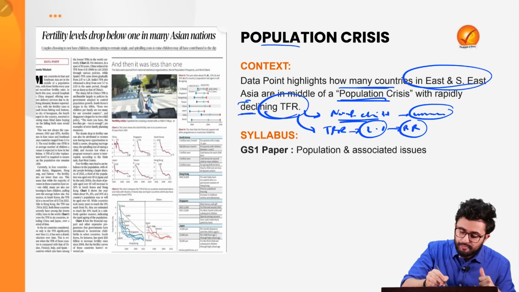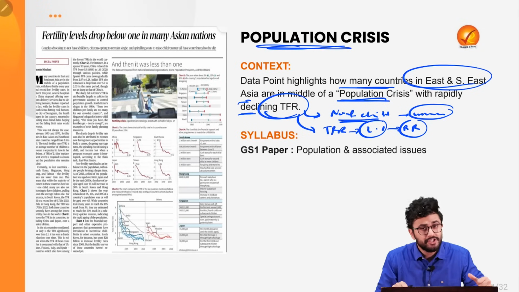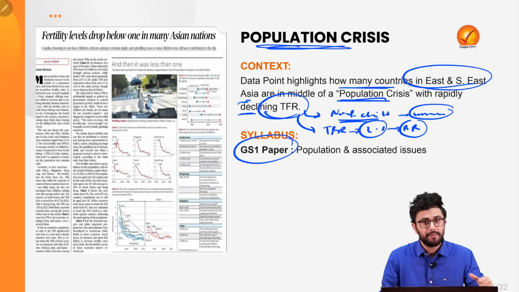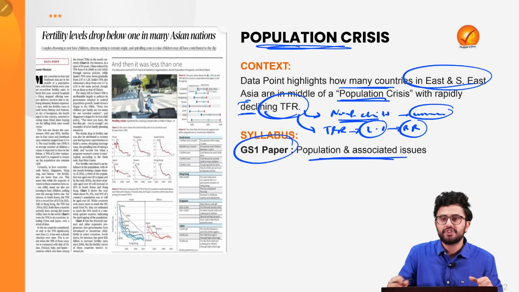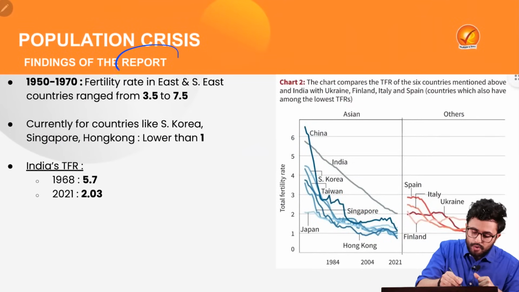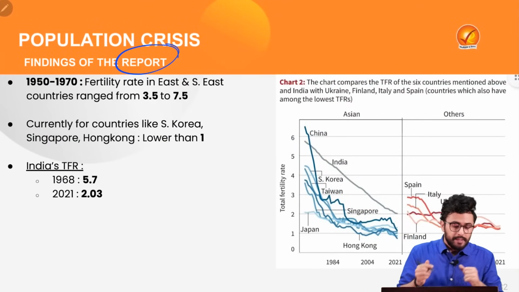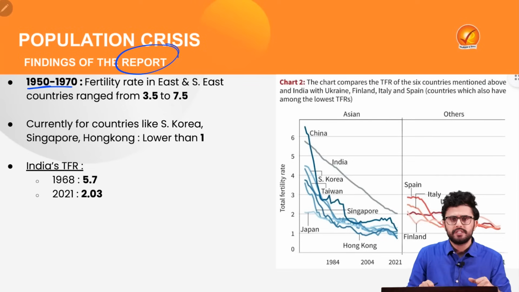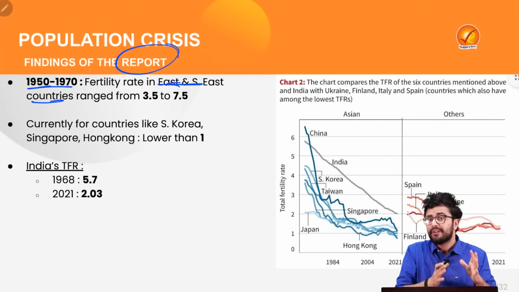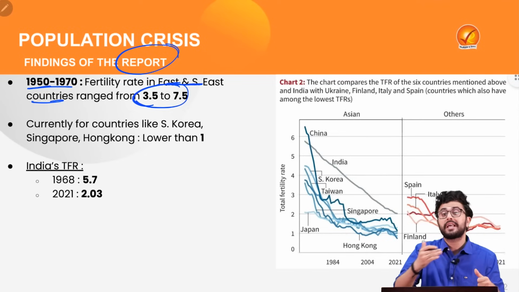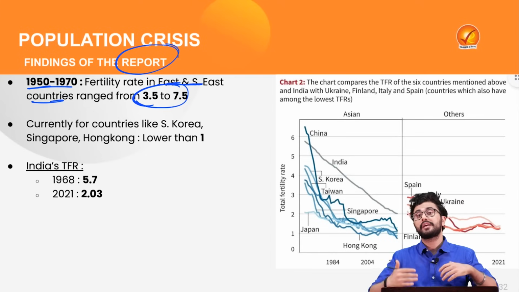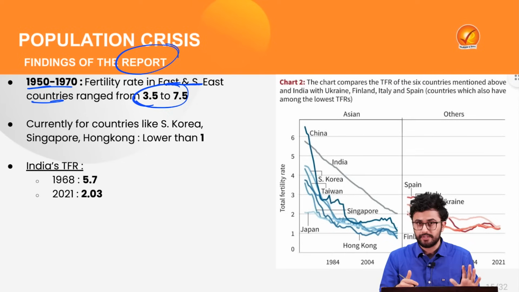Thus, this issue of population crisis being faced by the Asian countries, including India, forms an important component of your GS1 paper under the theme of population and associated issues. So let's try to examine the findings of the report, according to which between 1950 and 1970, the fertility rate in East and Southeast Asian countries ranged from 3.5 to 7.5, meaning one couple was having around 3.5 to 7 children.